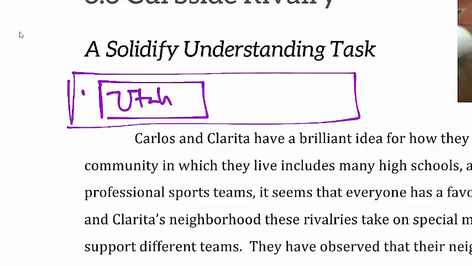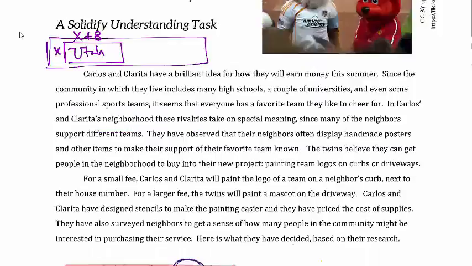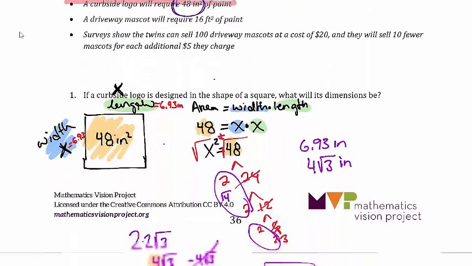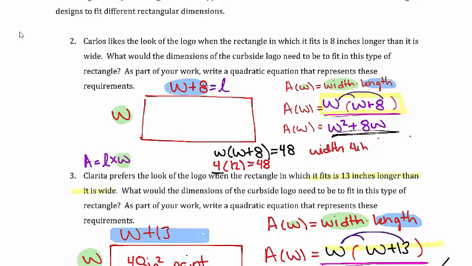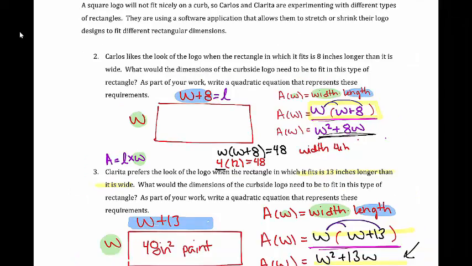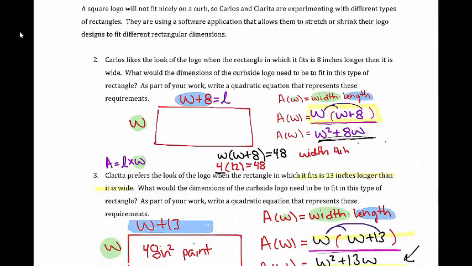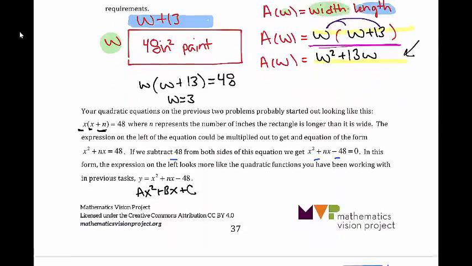So they're saying, well, if this is the width, then we'd want our length to be a certain amount, maybe that width plus 8. And then we showed how you could multiply those together to get an equation that represents the area of your little icon, of your little logo. And we also know how much paint. We're saying each logo has 48 inches squared of paint. So that's what we did last time.